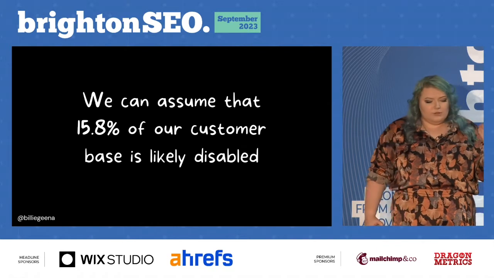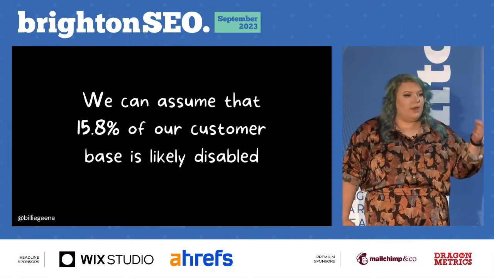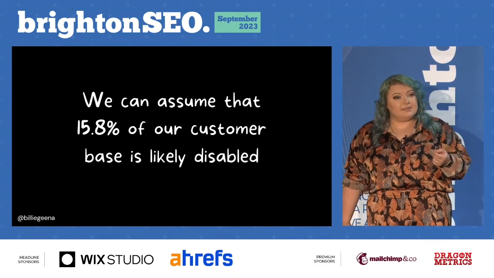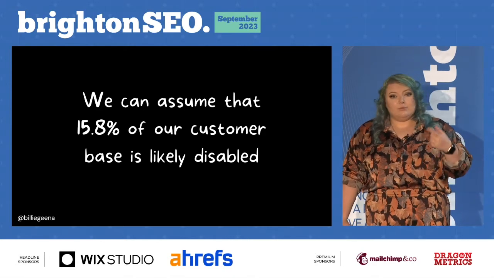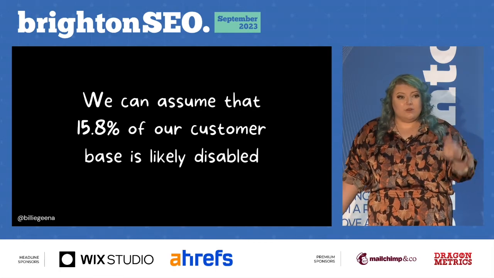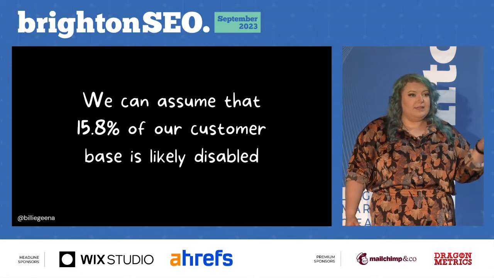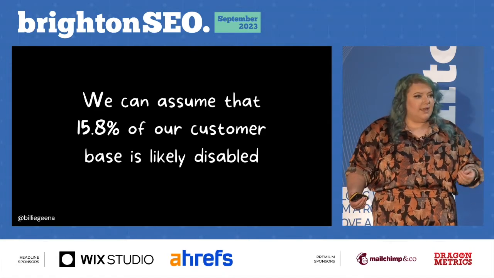So what we can also see from this is 15.8% of our UK customer base is likely disabled. So if our website is accessible, they make up 15.8% of how much money we bring in each year. If our website is not accessible, we're losing out on 15.8%. So that is the business case.